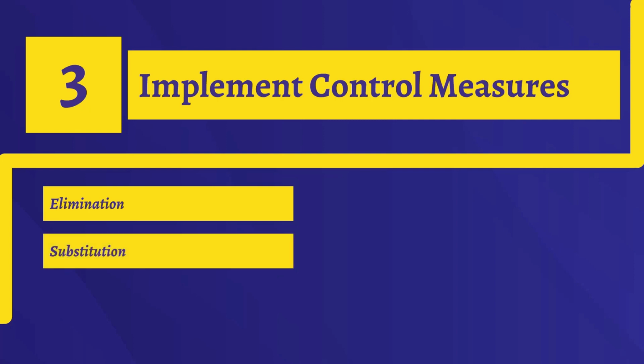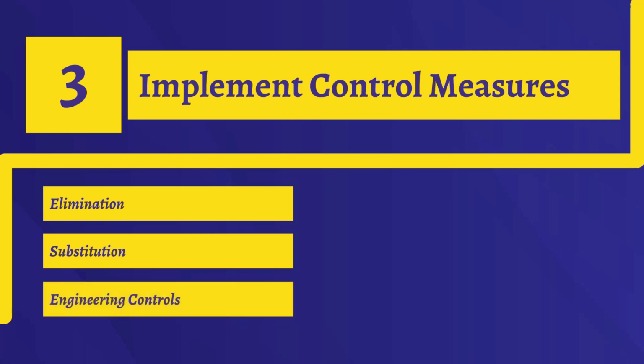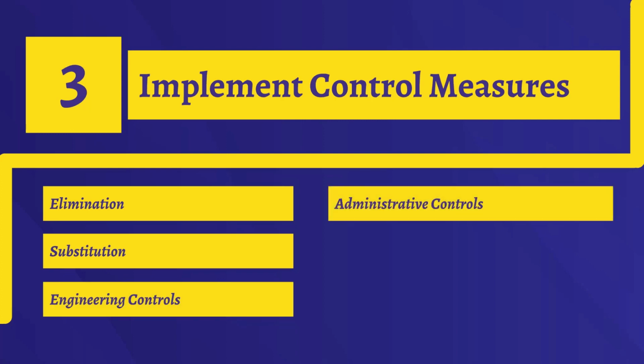Substitution. If elimination is not feasible, substitute the hazard with a less hazardous alternative. Engineering controls. Modify the workplace or equipment to reduce exposure to hazards. For example, install machine guards or ventilation systems. Administrative controls. Establish procedures, training, and supervision to reduce the likelihood of exposure to hazards. For instance, implement safe work practices and provide safety training.